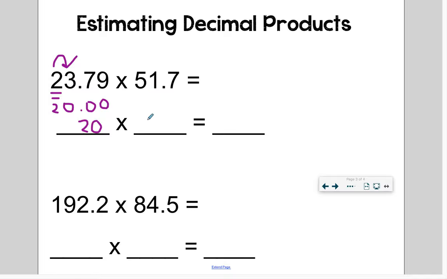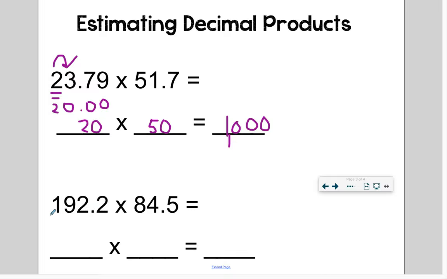51 and 7/10 would round to 50. We want only one digit that's a non-zero number. So what I mean by that is we wouldn't want to round this to 52 because it would make our estimate a lot harder. We want just one non-zero digit so that we can do a fast fact of 2 times 5 is 10 and then add our two zeros. Our answer would be close to 1,000.